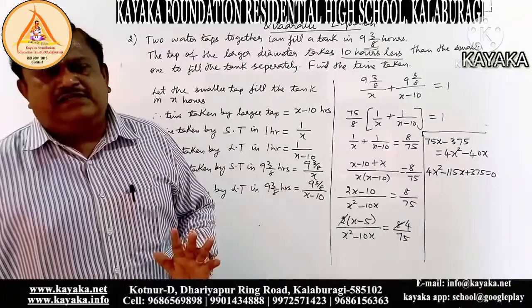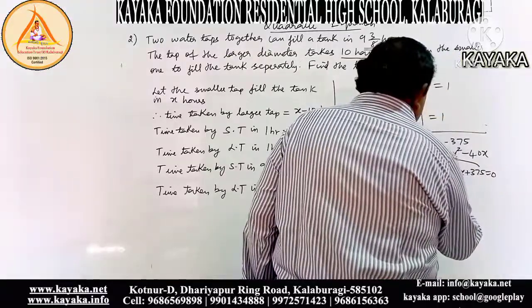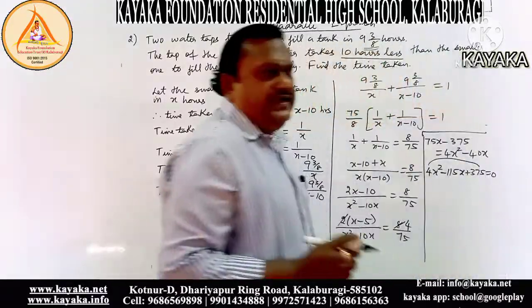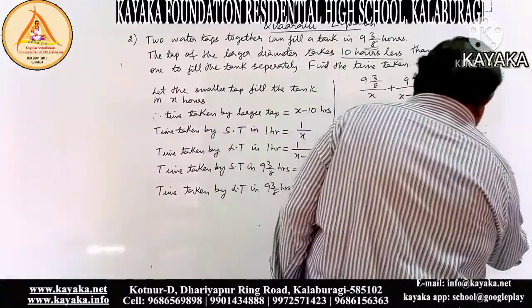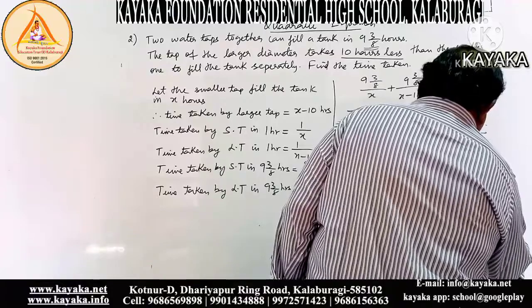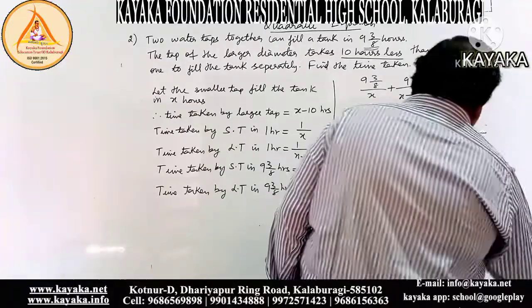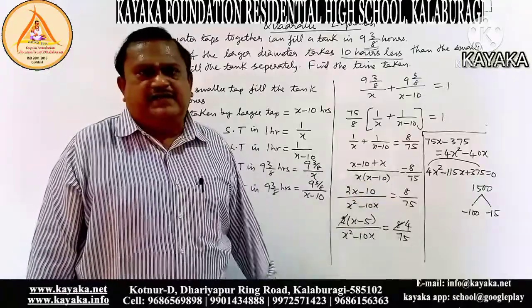Now you have to find the factors. If you find the factors, you have to multiply this and this. You will get 375 into 4, you will get 1500. The factors are minus 100 and minus 15. These are the two factors, dear children.